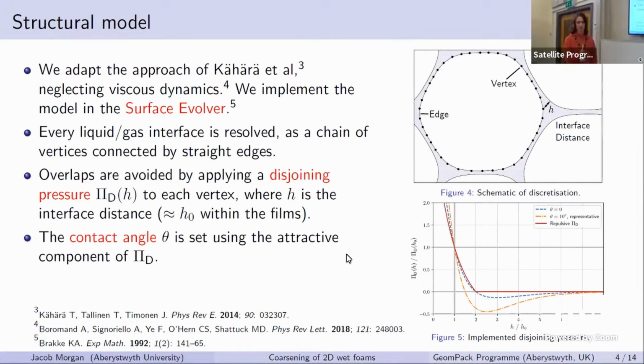In order to investigate the case when there is no adhesion between the bubbles due to this contact angle, we also look at a purely repulsive disjoining pressure, where the attractive bit of the interaction is cut off. The H here is the minimum distance between a vertex and an opposing liquid-gas interface, and H naught is the value we set as the equilibrium value for a well-established long film between a pair of equal pressure bubbles.